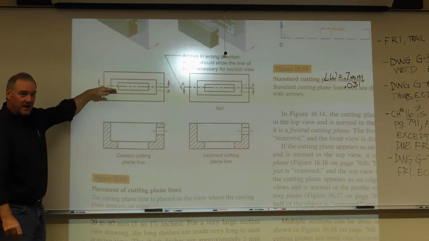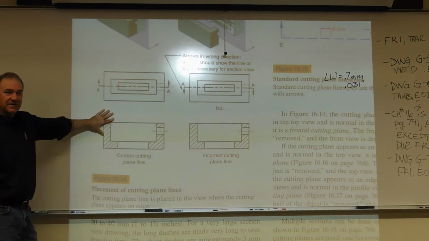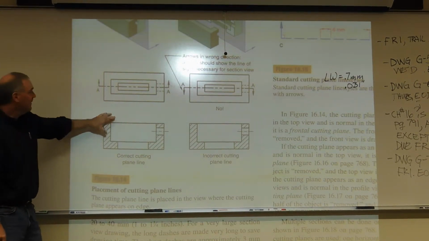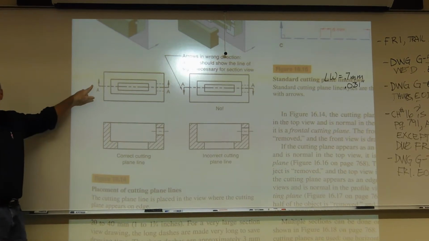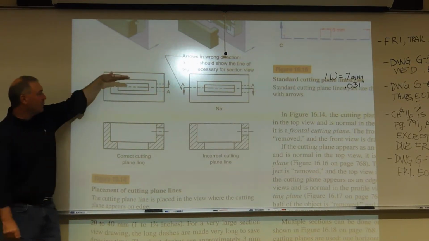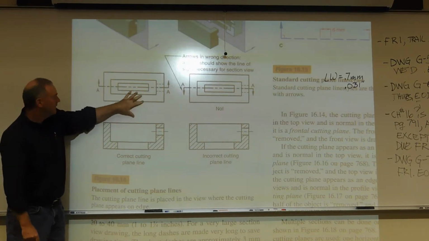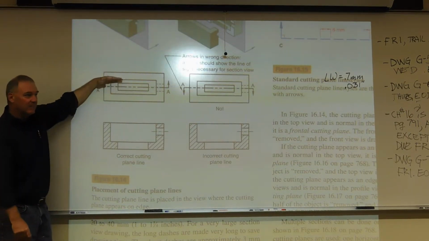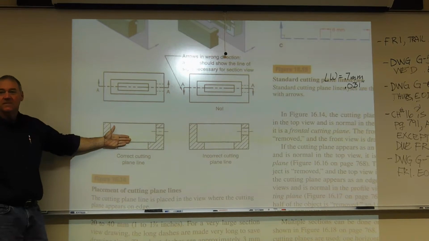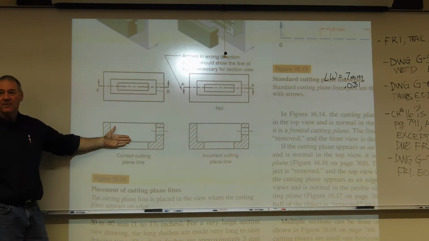So we have a front and a top view. The front view has been sectioned. The cutting plane line appears in the top view. Remember, this is a plane. So we're taking a knife and cutting right through here. This part will be thrown away. We'll rotate it into the front view for the view that we're going to provide.